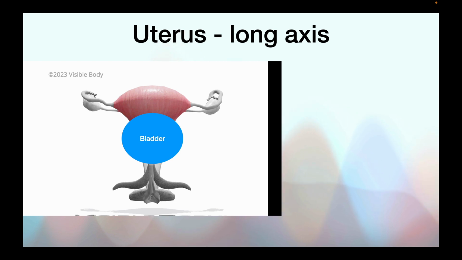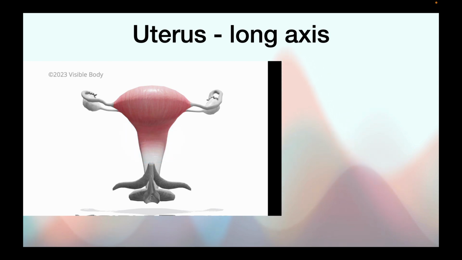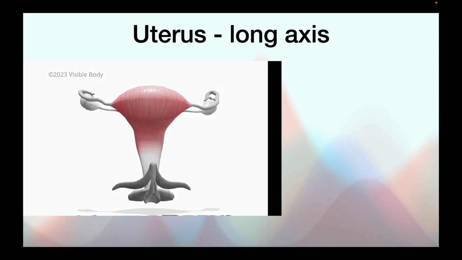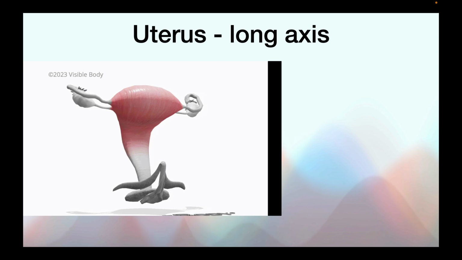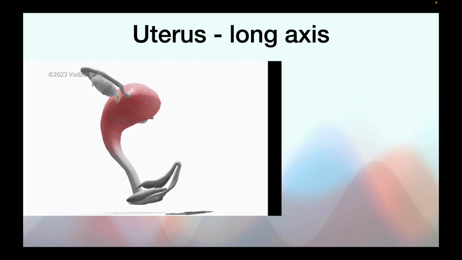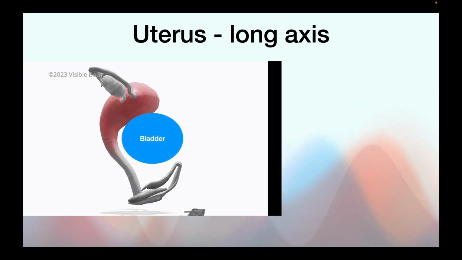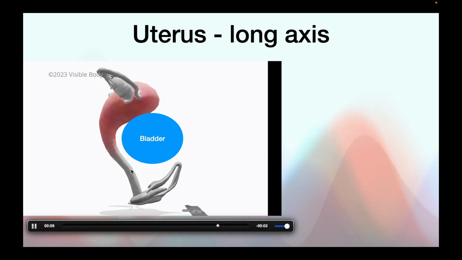All right, let's talk about the uterus in long axis. Remember that the uterus is just posterior to the bladder and superior as well. So it kind of cups the bladder. This is a little bit more apparent when you rotate and see it from the side, where the bladder sits right here and the uterus is posterior and superior to the bladder.